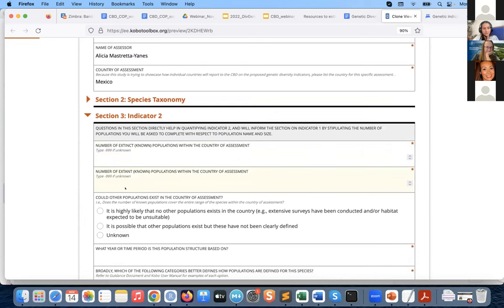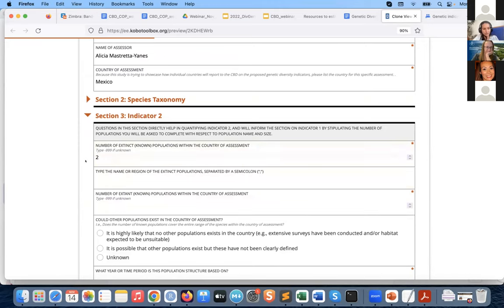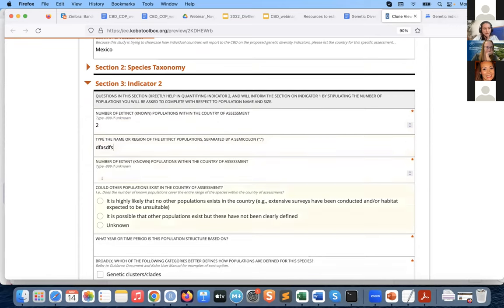And then I can type here the number of known, extinct, and extant populations. For instance, in the Juniperus monticola example, I type two here. If there are extinct populations, it asks me for the name of them, so I can name them here. And if I type the number of known populations, I'm gonna try three here.